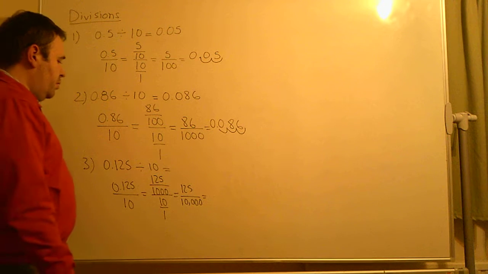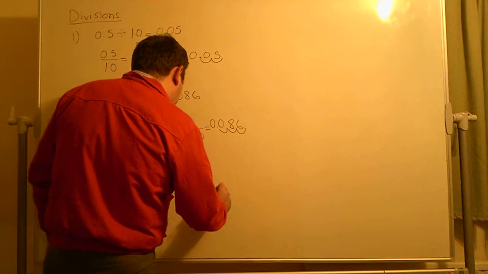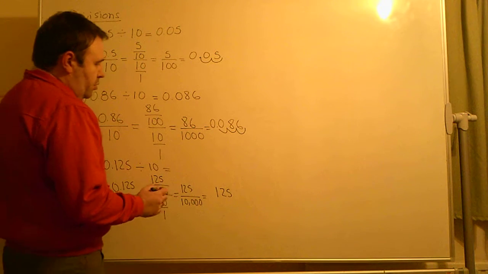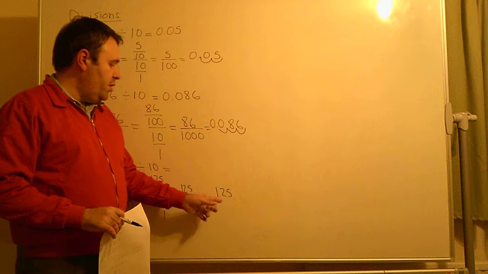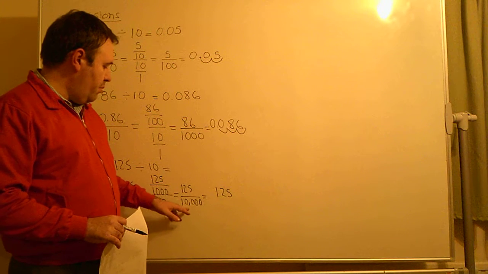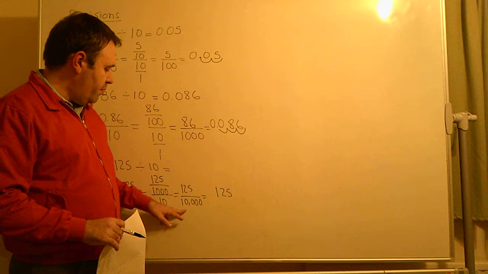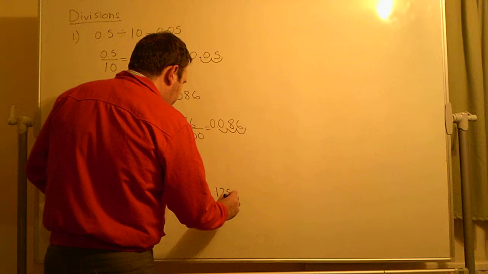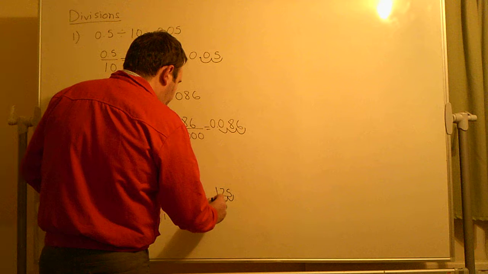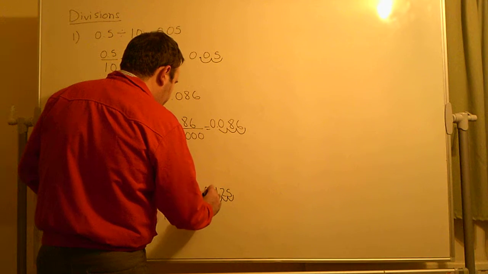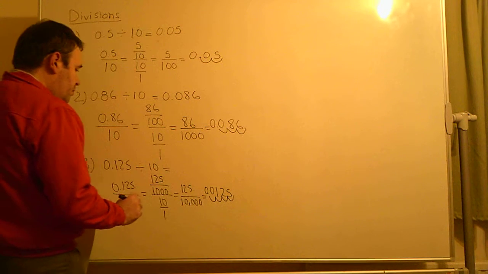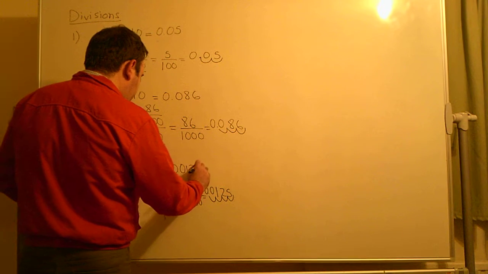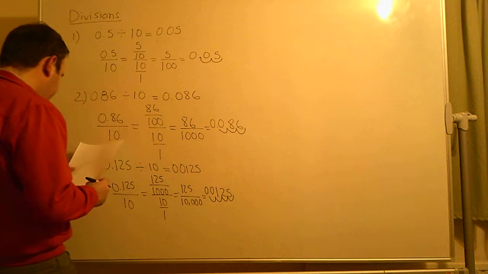So now, in order to turn this into a decimal, we need to write down 125, and then we need to count how many places we need to move the decimal point to the left. How many zeros do we have? We have 4, yeah? So we need to move the decimal point 4 places. 1, 2, 3, 4. So the final result will be 0.0125.